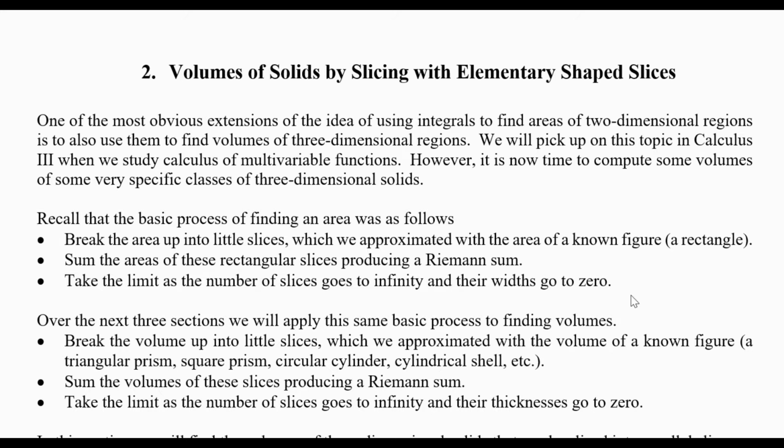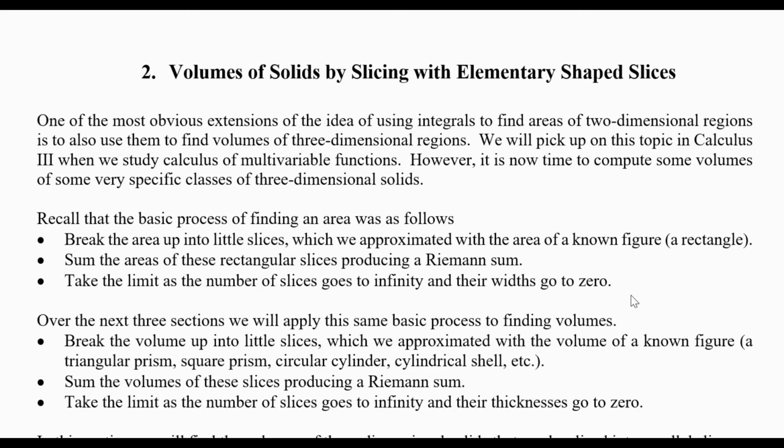So let's recall that the basic process of finding an area was as follows. Break the area up into little slices, which we approximated with the area of a known figure, a rectangle. Sum the areas of these rectangular slices, producing a Riemann sum. Take the limit as the number of slices goes to infinity and their widths go to 0. That produces an integral which we find.